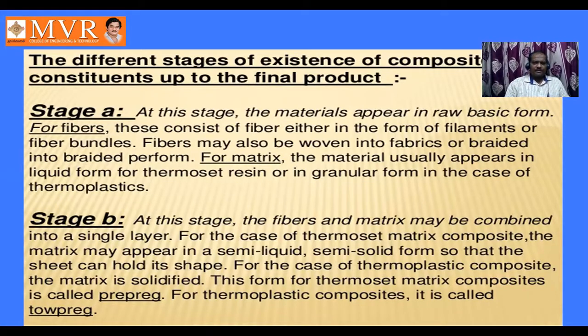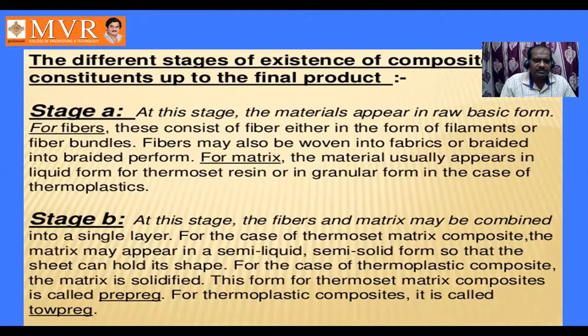In stage A, the materials appear in a raw basic form. For fibers, these consist of fiber either in the form of filaments or fiber bundles. Fibers may also be woven into fabrics or braided into braided preforms. For the matrix, the material usually appears in liquid form for the thermoset resin, or in granular form in the case of thermoplastics. So one will be in the form of a liquid for a thermoset and a granule form for a thermoplastic.